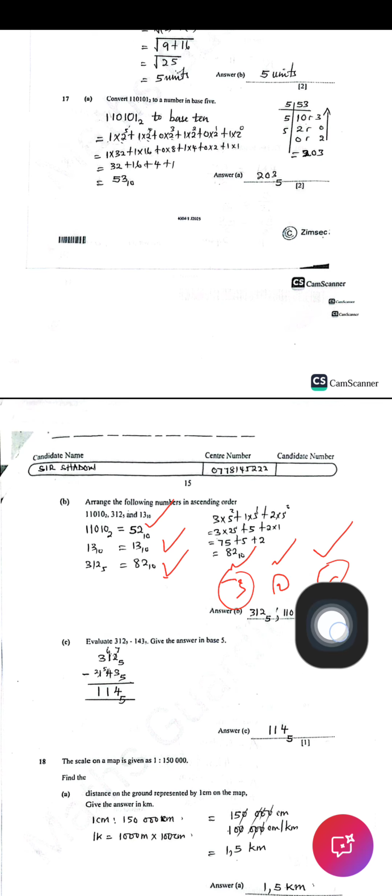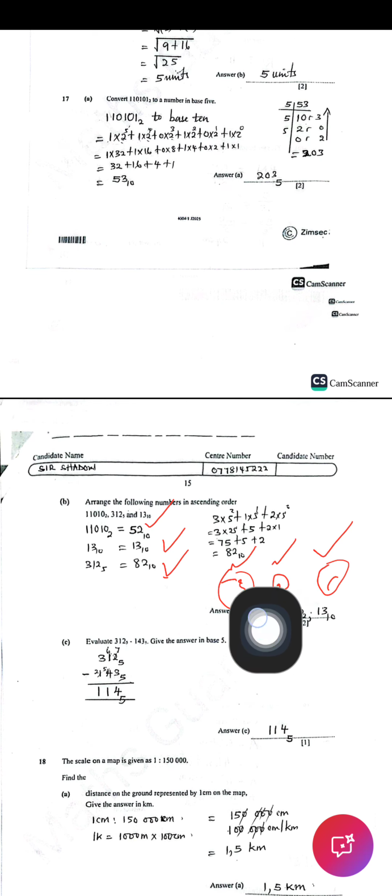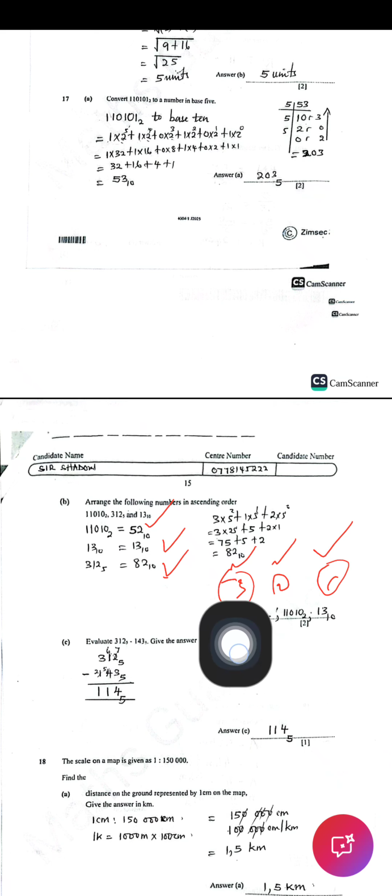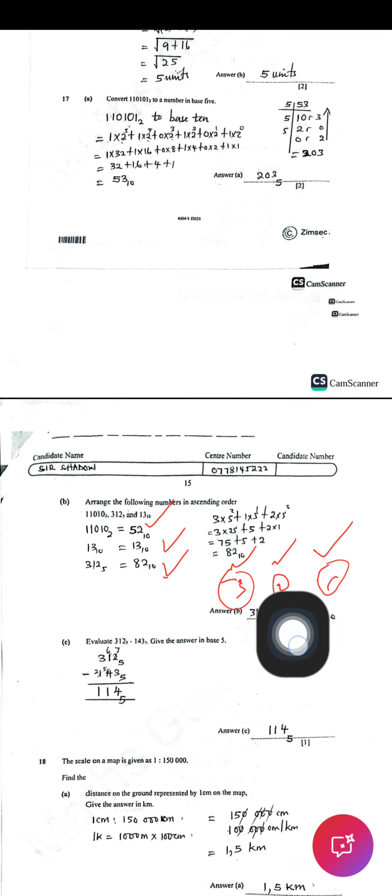In ascending order, we write the first one, the second one, then the third one. If descending, you start with the last one, then the middle one, then the first one.